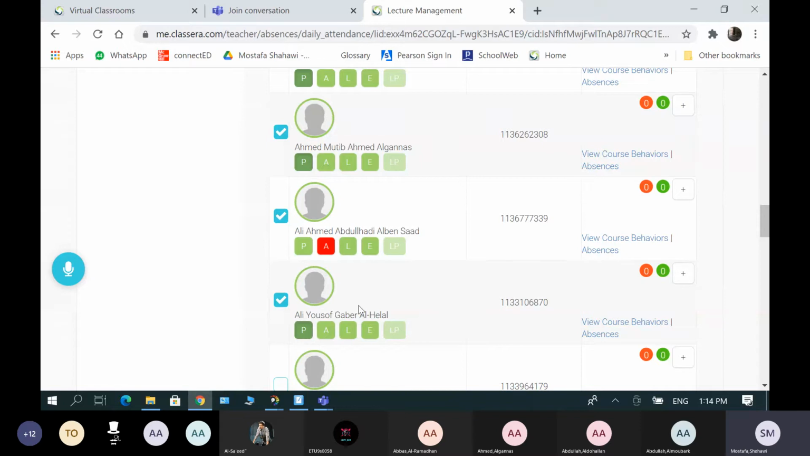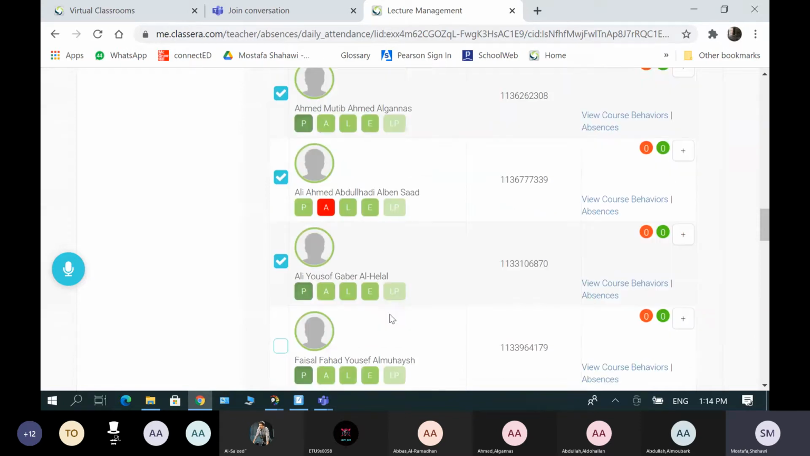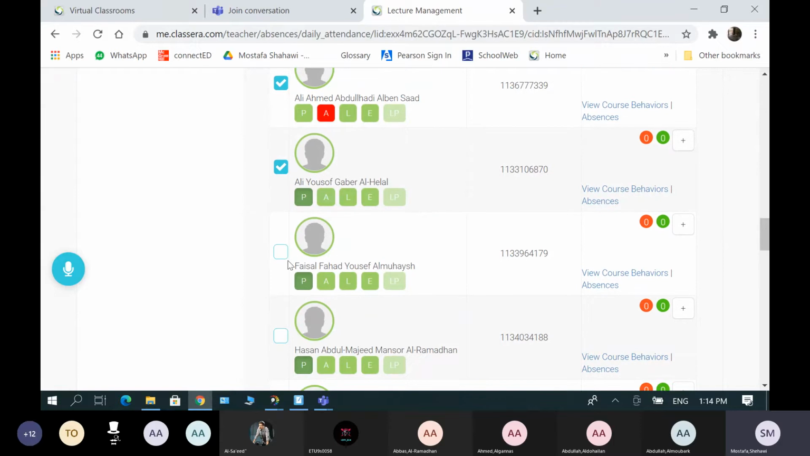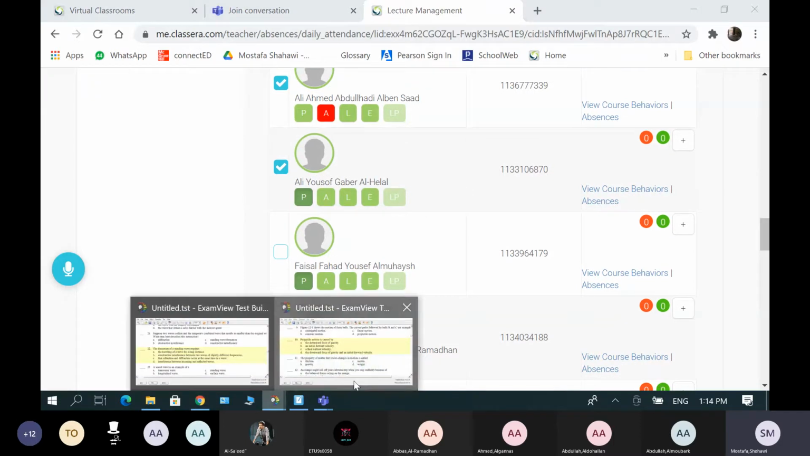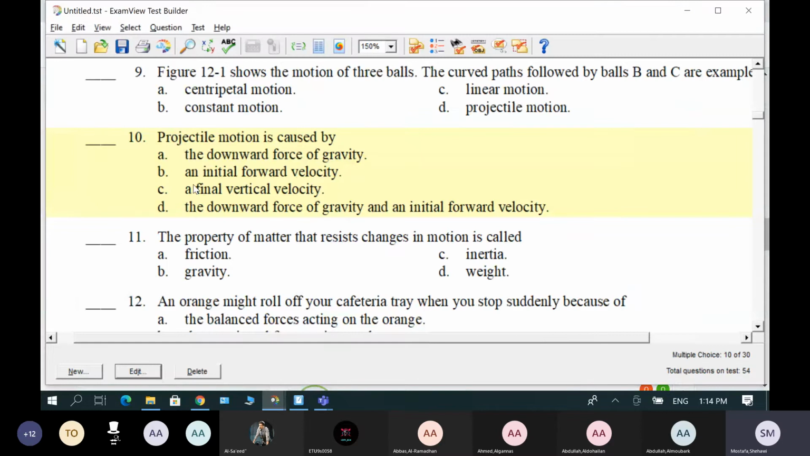Ali Yusuf Al-Hilal. Yes, Mr. Answer question 10. Projectile motion is caused by what?